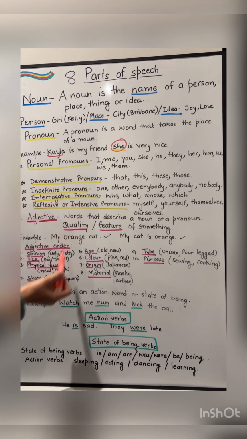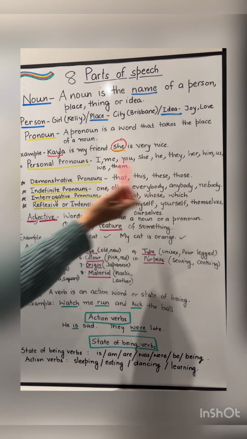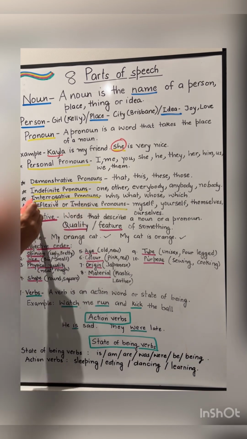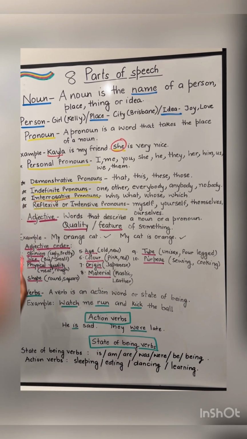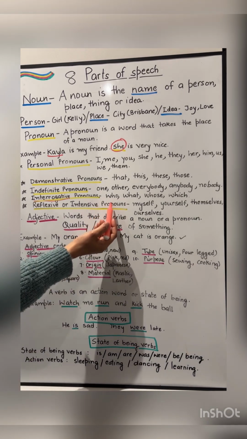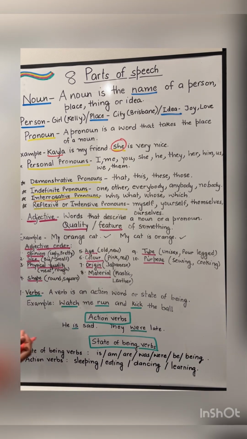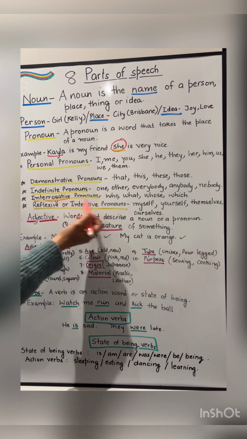Indefinite pronouns, for example, one, other, everybody, anybody, nobody. Nobody likes to play in the sun. Nobody. Interrogative pronouns. What is the meaning of interrogative? The word interrogative means all the question words. For example, who, what, whose, which. It could be when, where. These are the question words. These are called interrogative pronouns.